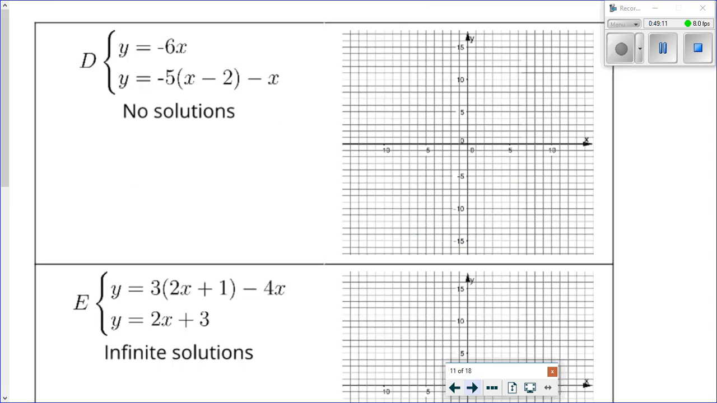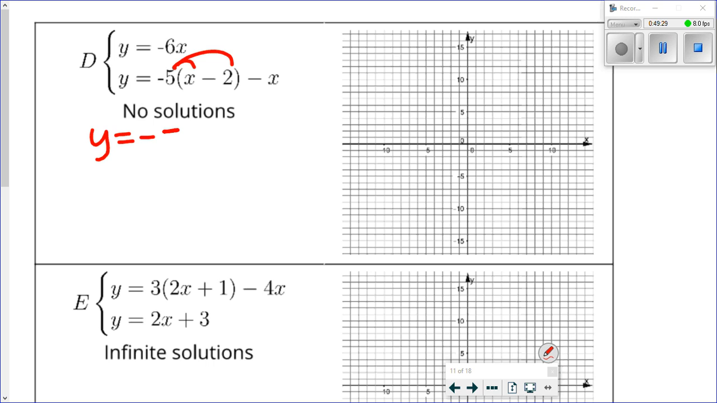All right, so let's go ahead and try D. D is a little bit more complex. They're telling us it has no solutions, but the second equation is not in slope-intercept form. So let's put it in slope-intercept form. So let's first distribute the -5.